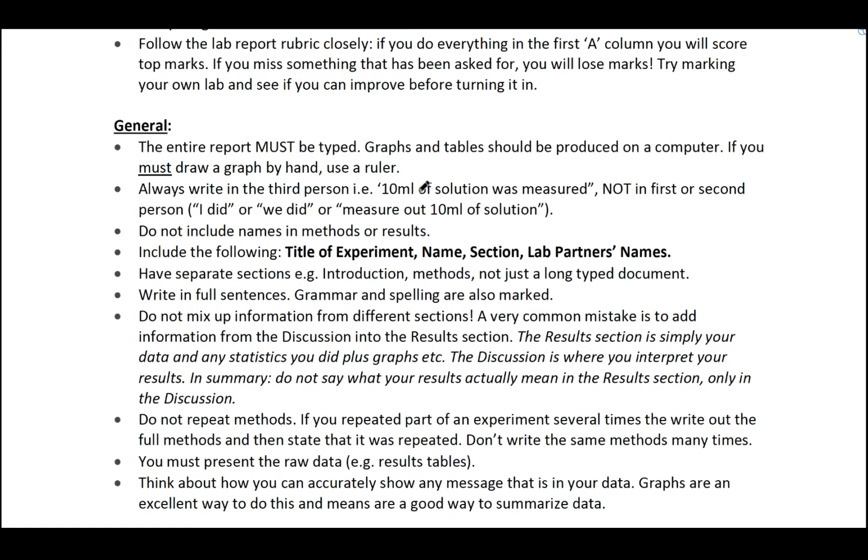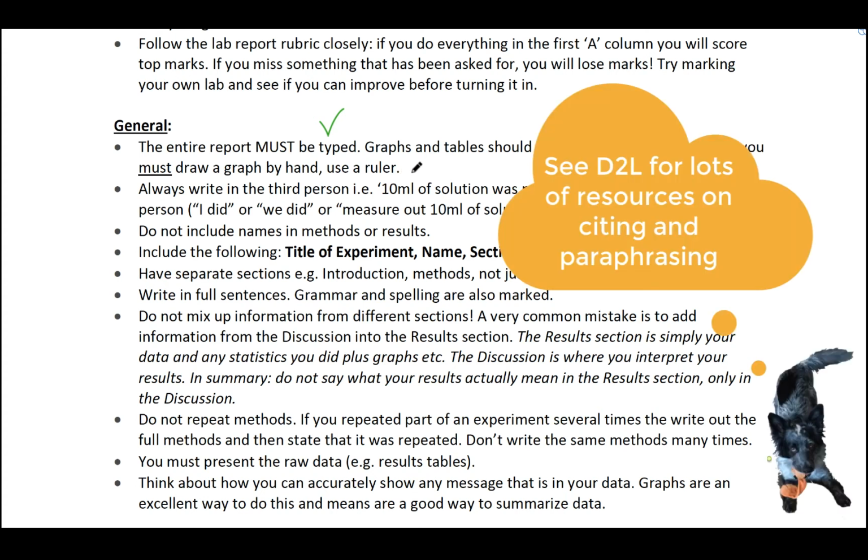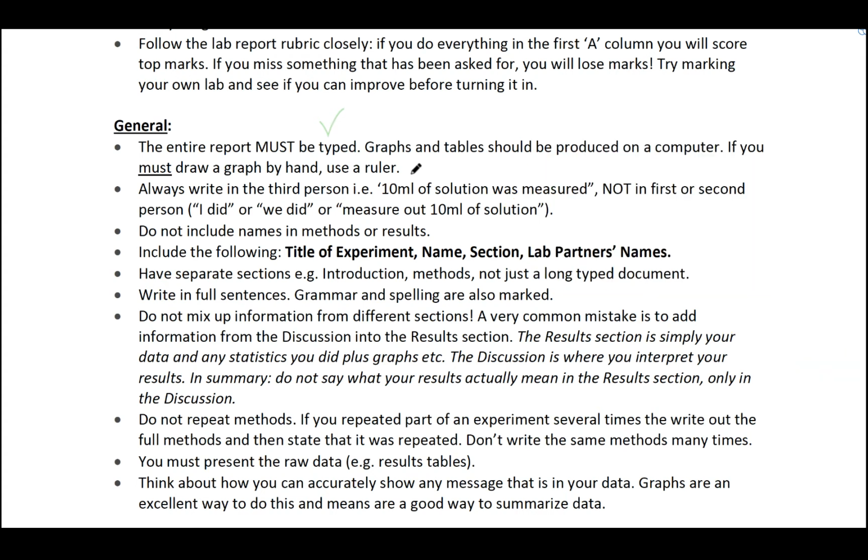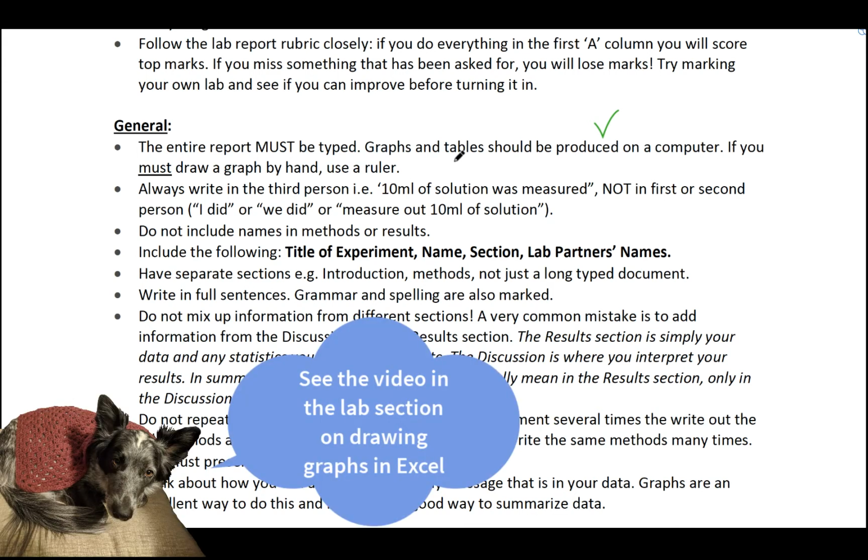So just starting off with some general requirements for a lab report and some things you can keep in mind as you're going through. You must type your lab report, and lab reports are going to be run through a program called Turnitin, so you must make sure that the work is your own, written in your own words and paraphrased and cited correctly. You need to draw any graphs and tables on the computer in a program like Excel or Word, so no hand-drawn graphs.